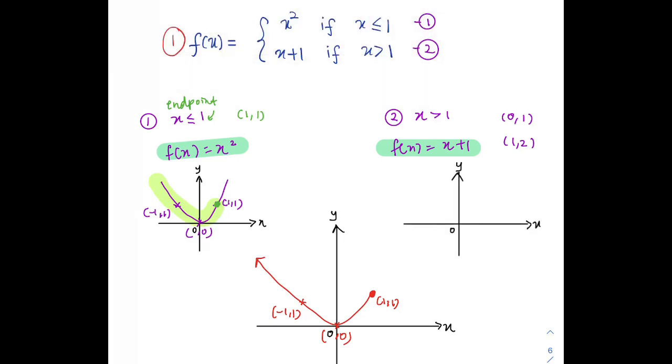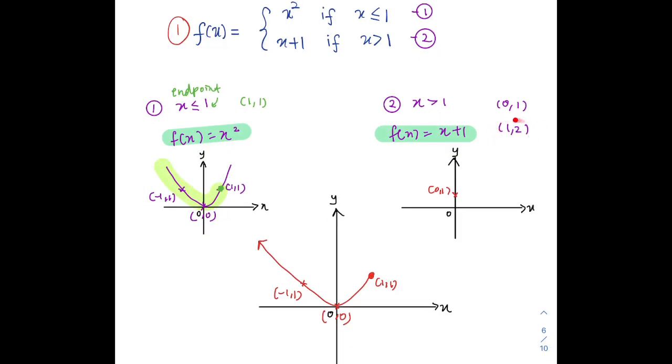Let's graph 0, 1. So 0, 1 is somewhere here. Now let's graph this endpoint here, 1, 2. So 1, 2 should be somewhere here, and I can write here 1, 2. Now in order to draw a straight line, just connect these 2 dots here. So let me show you. Connect these 2 dots, and therefore this is your straight line.